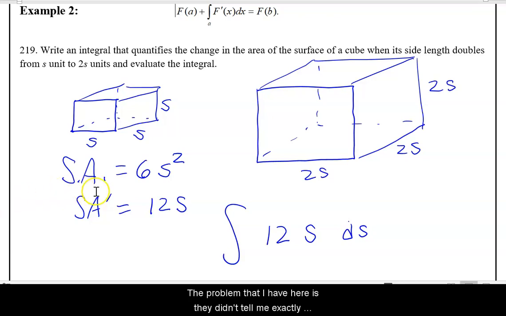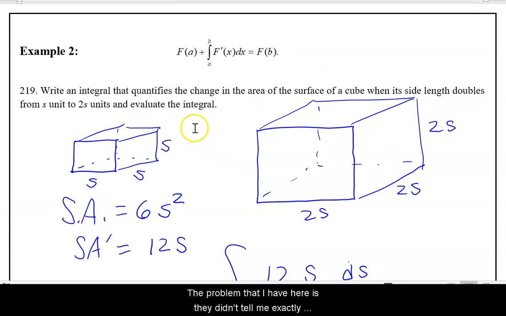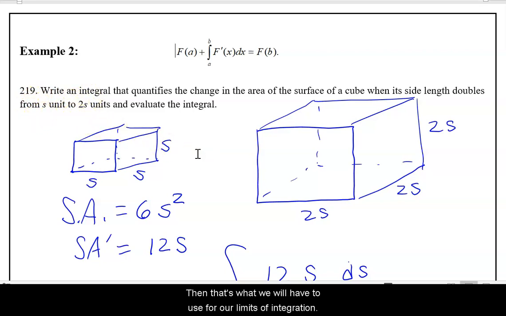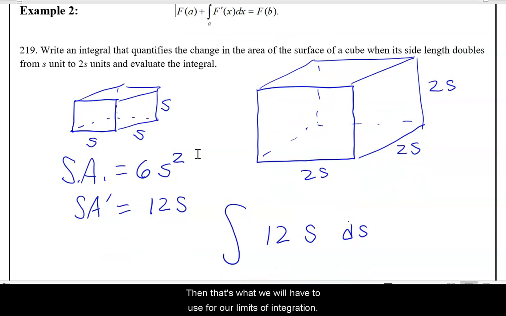The problem that I have here is they didn't tell me exactly how long each side was to begin with. All they told me is it went from s units to 2s units. Then that's what we will have to use for our limits of integration. That means this goes from s to 2s.